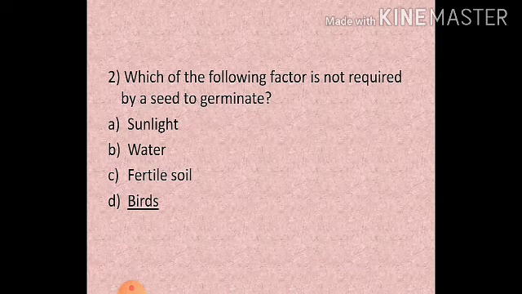A. Sunlight. B. Water. C. Fertile soil. D. Birds. So the answer is birds, because we have seen that sunlight, water or moisture, and fertile soil were the conditions that have to be satisfied, but there was no condition like birds. It doesn't have to be satisfied, right? So the answer is D, birds. Please write it down.